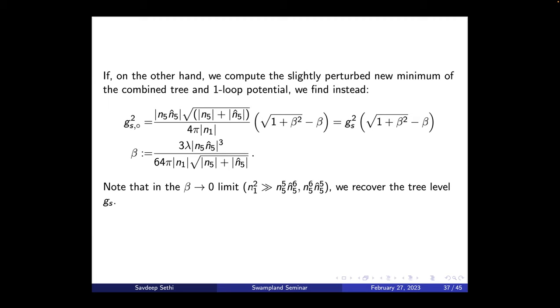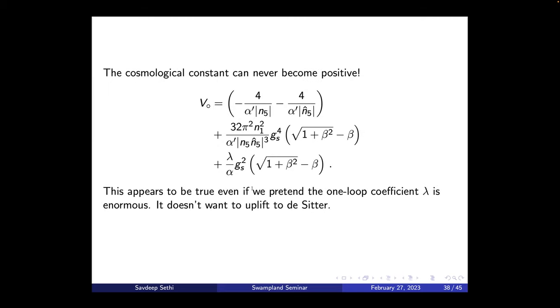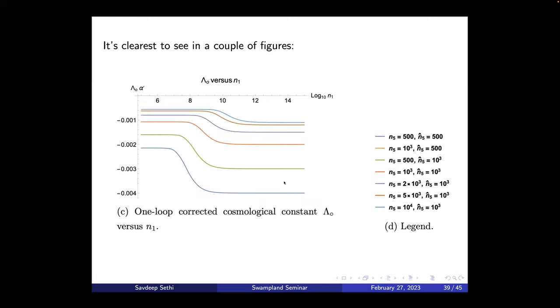Let me show you in pictures. It's going to be easier than looking at these formulae, because I'm already running over. Let's look at it in a couple of pictures. So this is a plot of the one loop corrected cosmological constant versus N1. So you can see that if you start making N1 smaller and smaller, that's the regime where you're actually going toward what naively we would have classically said is strong coupling, because g string should be getting stronger. We'll see that that's not actually true. But what you find is the cosmological constant, and this is for these different values of N5, tends to get smaller and smaller, but it doesn't ever head up to positive. It stabilizes down here.